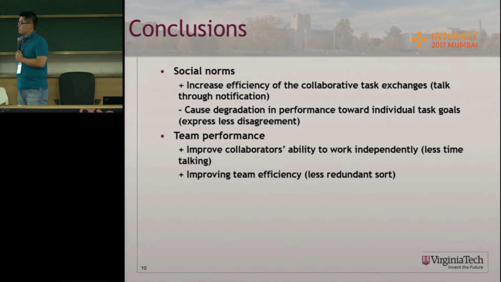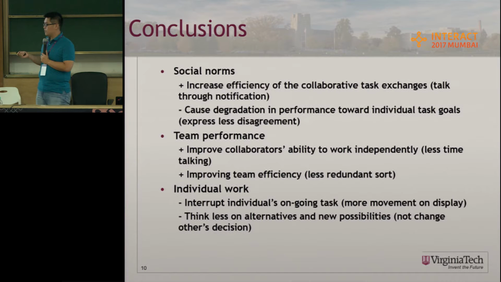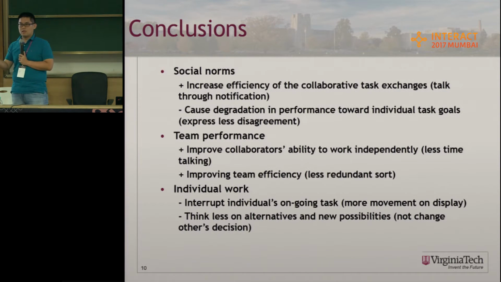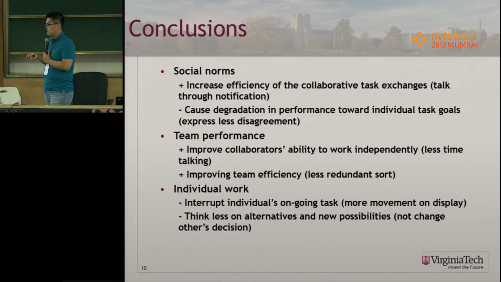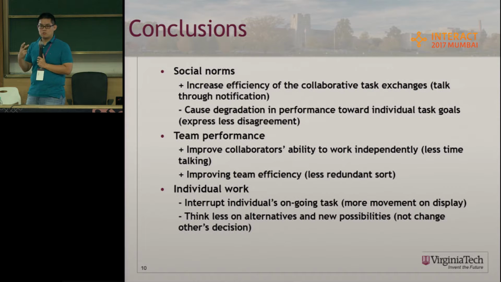And the second factor is the team performance. Notification improves collaborators' ability to work independently because they talk less, but they actually engage more in the interaction. They also improve team efficiency because they are less redundant. And the third factor is individual work, because notification interrupts the individual's ongoing task, as they have to shift the point of focus from one place to the other. This interrupts their ongoing work, and they also think less about alternatives and new possibilities. When they receive the information of others' actions, they are reluctant to make a change.